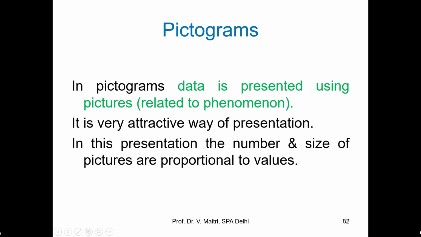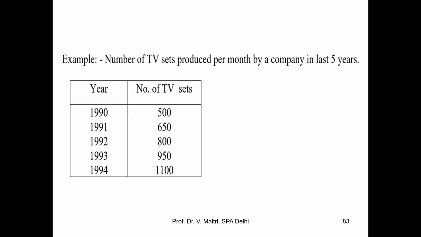Now pictograms. Although I am not going to discuss it, it is more or less the same thing, which you can draw yourself. In pictograms, data is presented using pictures related to the phenomena. It is a very attractive way of presentation. The number and the size of pictures are proportional to the values. How? Now, the number of TV sets produced per month by a company in the last 5 years. In 1990, 500, then 1991, 650, 1992, 800 and 1994, 1100 TV sets they have produced.